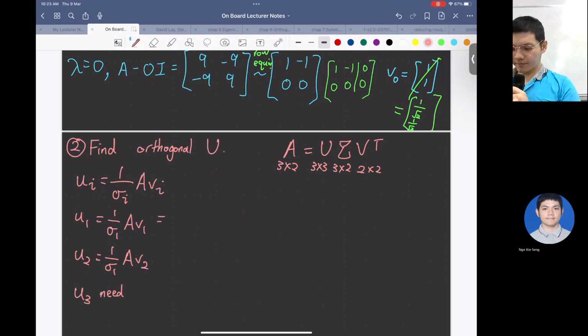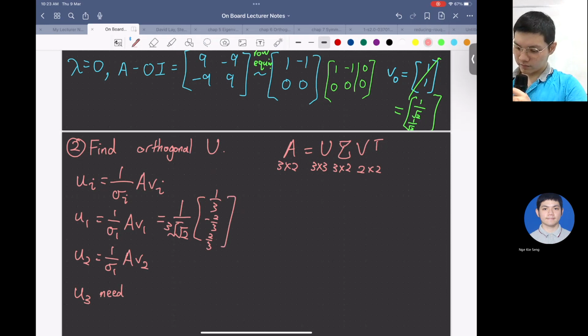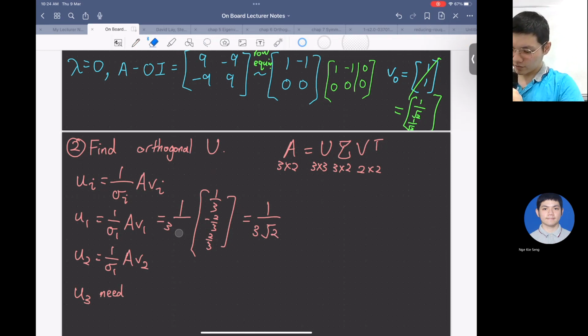Anyone got U1 yet? U1, is it something like 3 times square root 2 times 1 over 3 over 3? This one? Has anyone got this? If not, you check your calculation again. So this is 1 over 3 times square root 2.